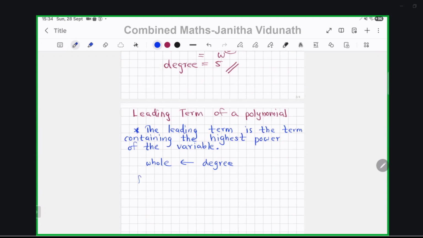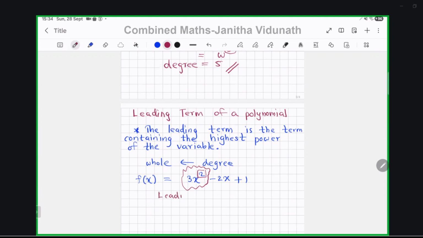Think we have f(x) equal to 3x square minus 2x plus 1. Here the highest power is 2. This is the highest power. Then the leading term means the whole term that gives us the highest power. That means the whole term that gives us the degree of the polynomial.